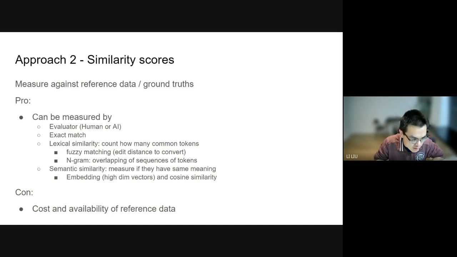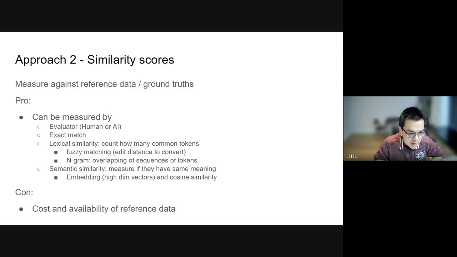So there are 4 common ways to measure that. The first one is using an evaluator, either manually or using AI, to ask whether this output is indeed the same or similar to the reference. And second is to see if we get an exact match or not. Say we ask the model which year George Washington was born. This question has an exact match answer.